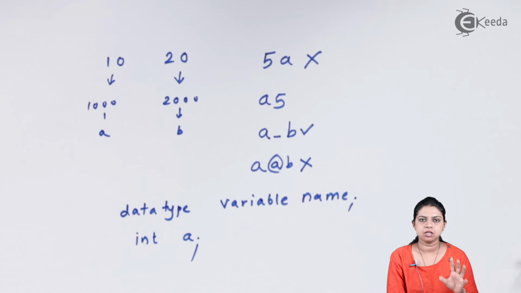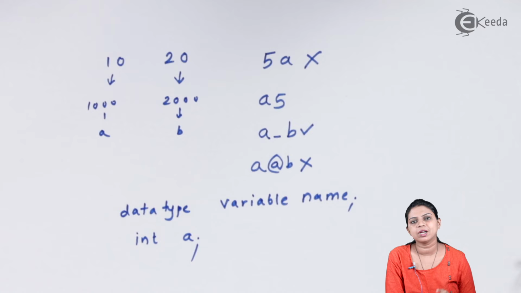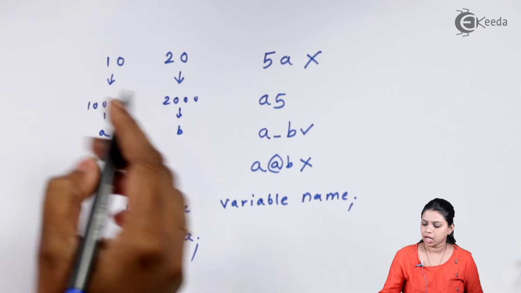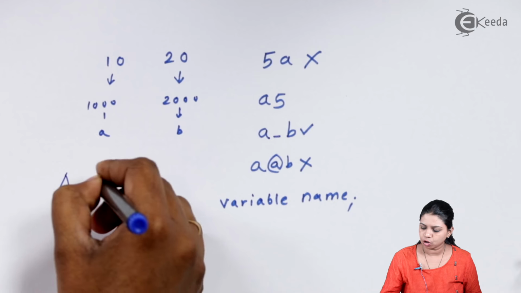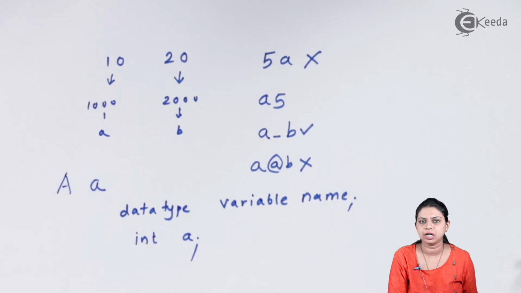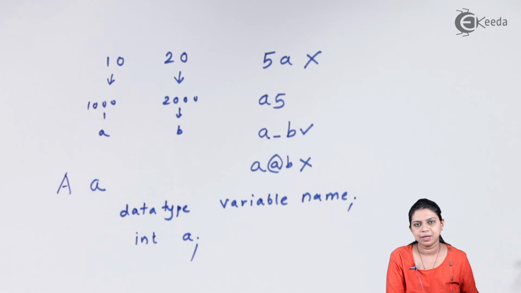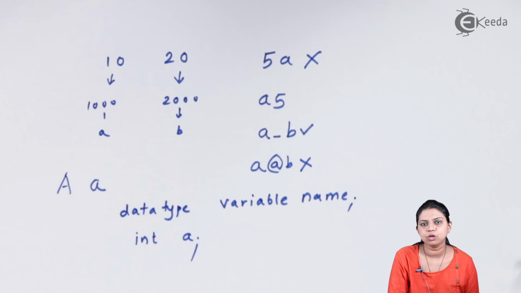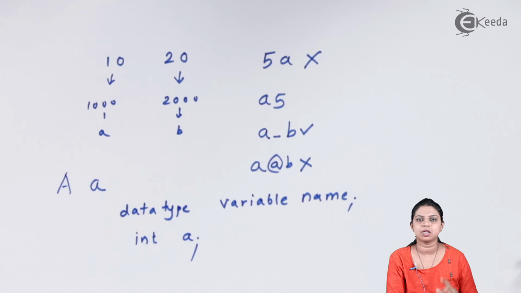And in C++, your uppercase and lowercase letters are distinct. Uppercase and lowercase letters are distinct means capital A and small a are treated differently. So when I write capital A and when I write small a, it will take both of them as different variables. So uppercase and lowercase are distinct. These are some of the rules which we need to remember while creating variables.